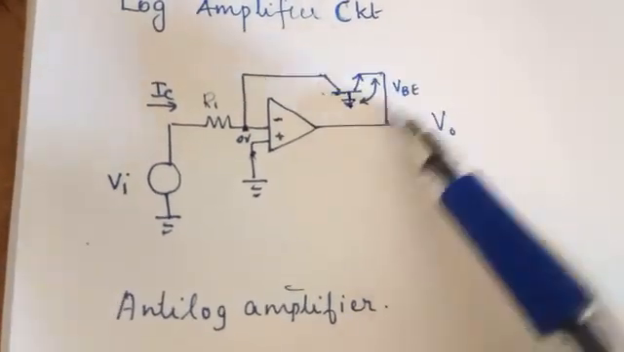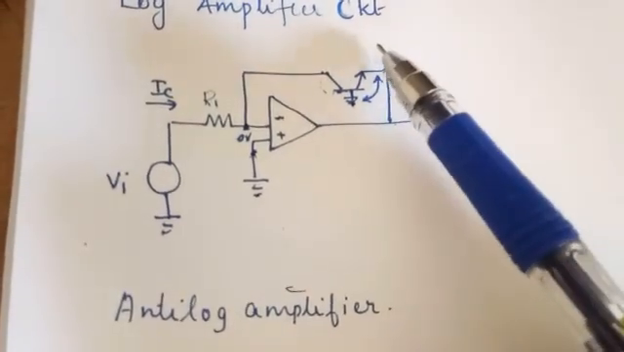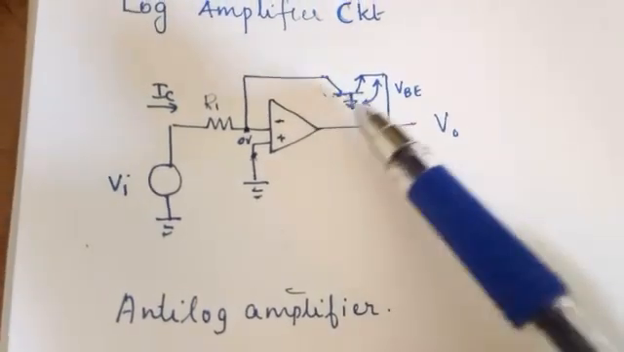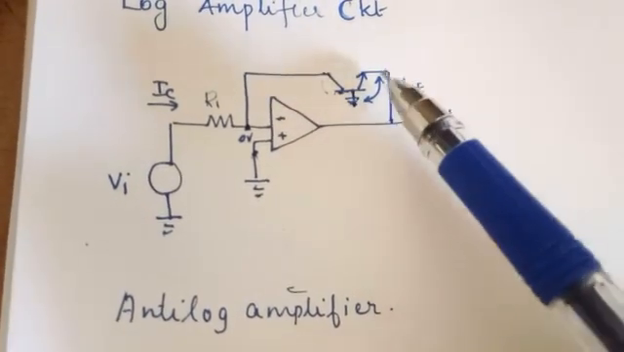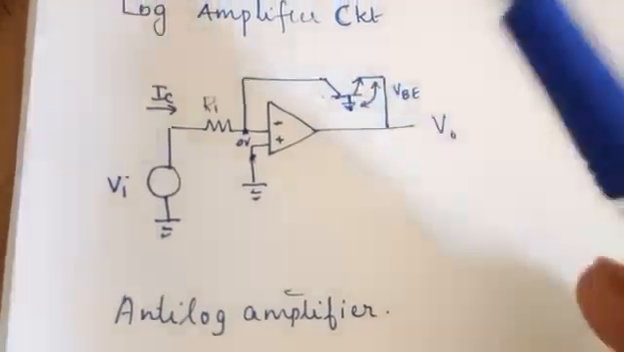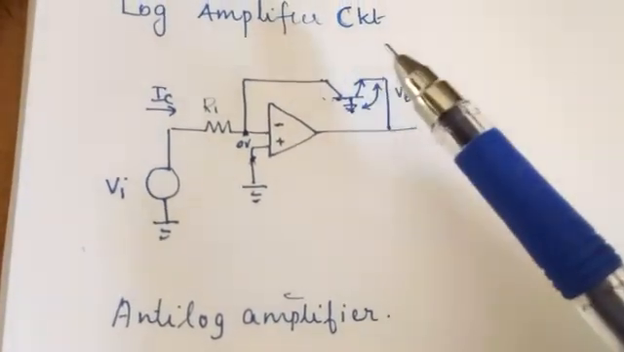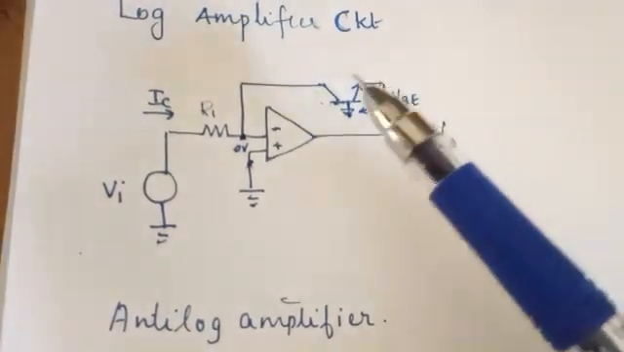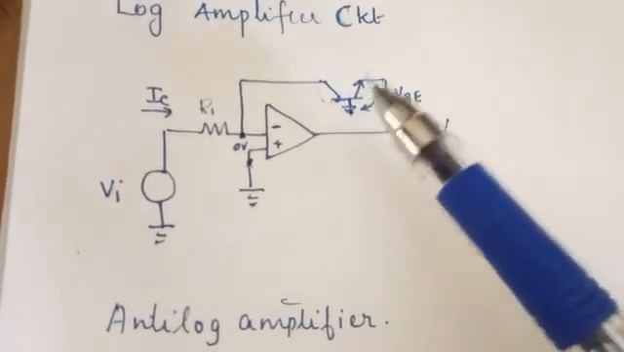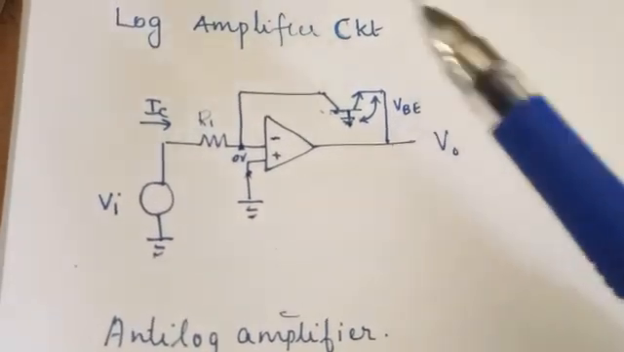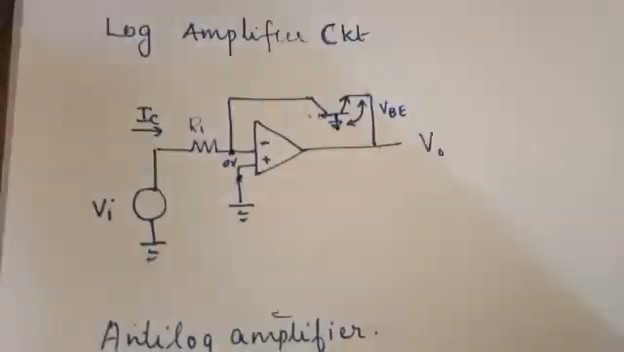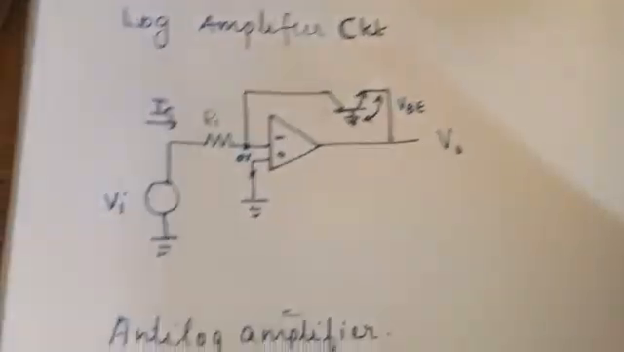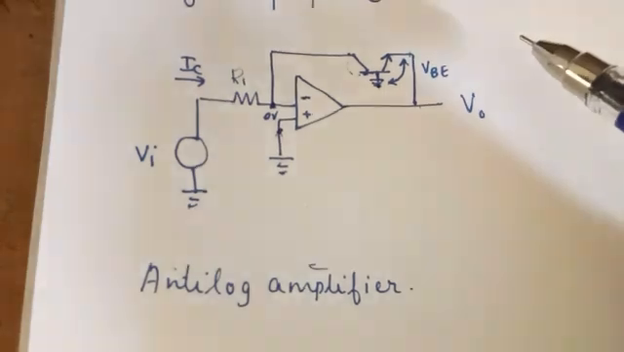So since a transistor is a 3-terminal device, and here since these 2 terminals are grounded, this acts as a 2-terminal device called a diode. So we use the diode equation in the coming derivations, in both of the derivations, in the log amplifier as well as the anti-log amplifier. So let us jump right into the anti-log amplifier part.